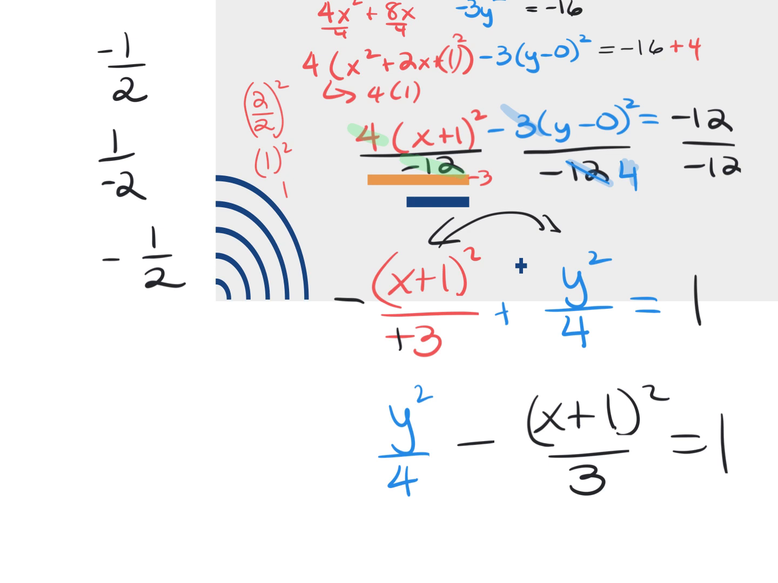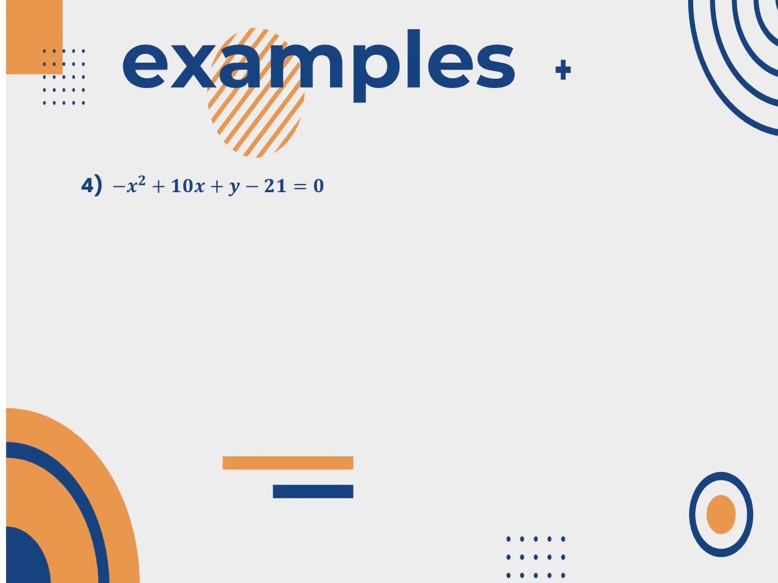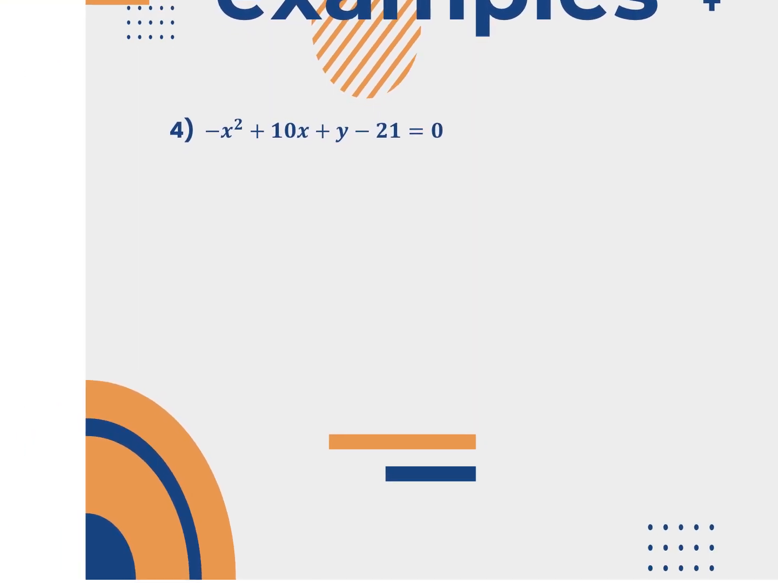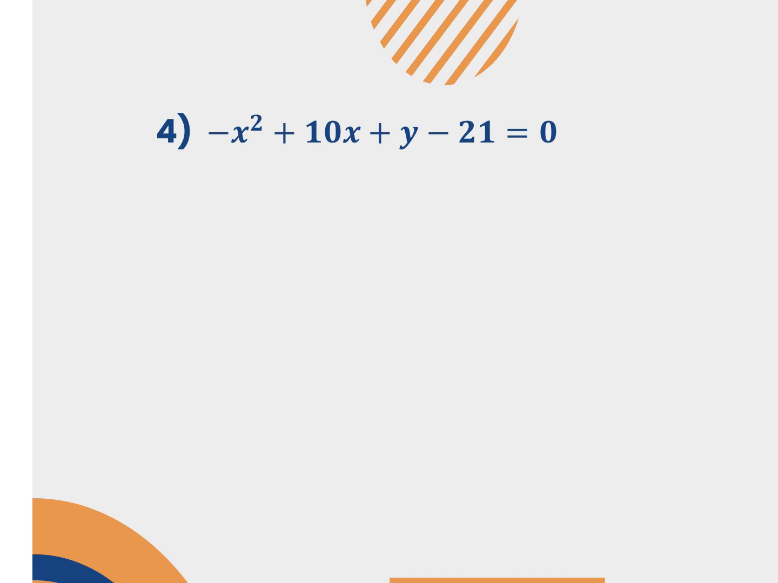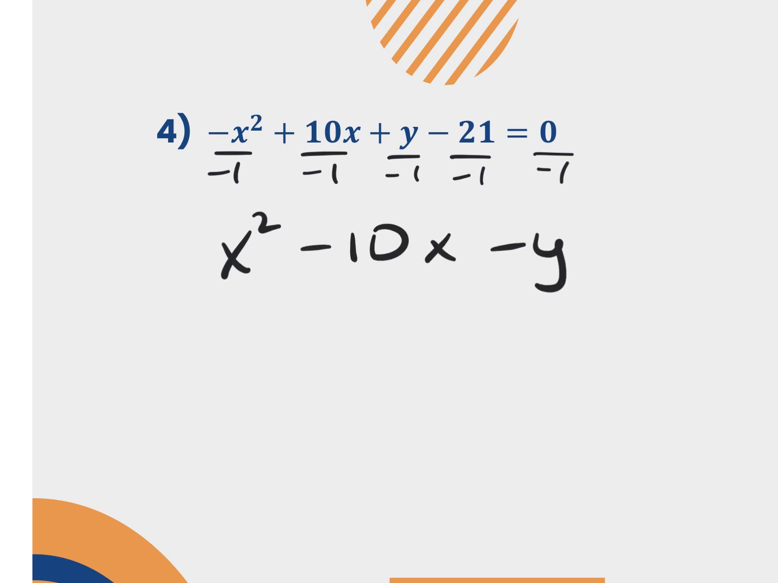All right, next one. Now, I want my square term to be positive, so I'm going to divide everything by negative 1. So negative 1, divide it all out. Then this becomes positive x² minus 10x minus y plus 21 equals 0.